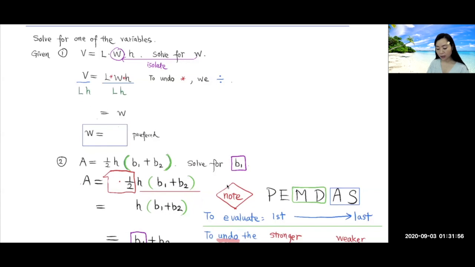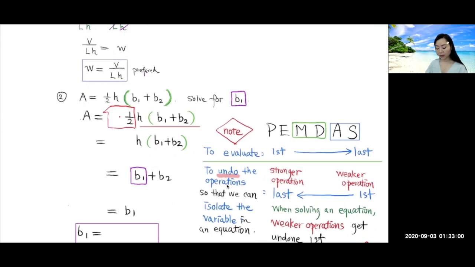Now by doing this, you see this L divided by L becomes 1, H divided by H becomes 1, and on this side you will have this W isolated. And on the other side, we have V over LH. Now, we normally prefer to have the variable that we solve for isolated on the left side of the equation. So we put W equal to V over LH. And this is the preferred way to write the final answer right here.